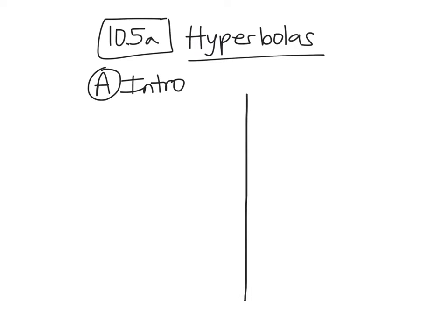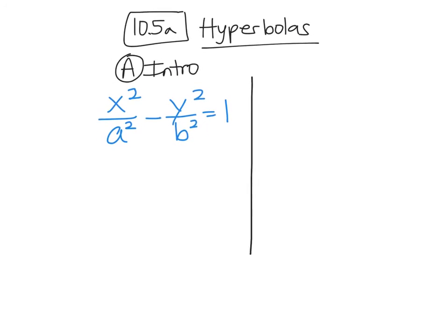So hyperbola number one, it looks like this. X squared over a squared. So far it looks like an ellipse, but it's going to have one teeny little thing that's going to affect it greatly. Minus y squared over b squared equals 1. Okay? All right, so let me tell you what all this stuff is.